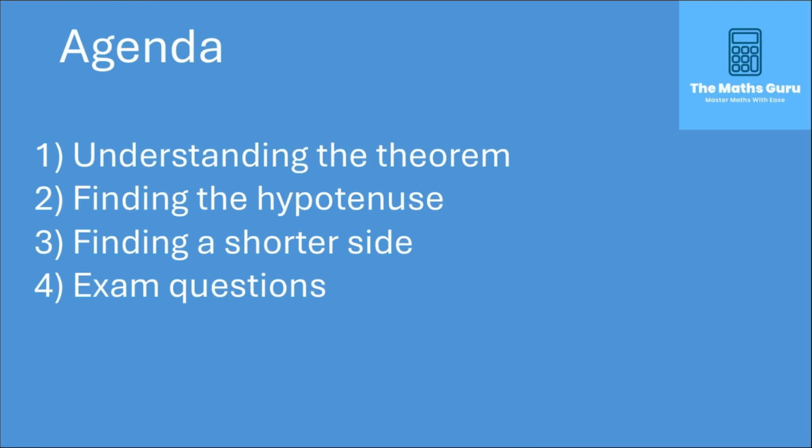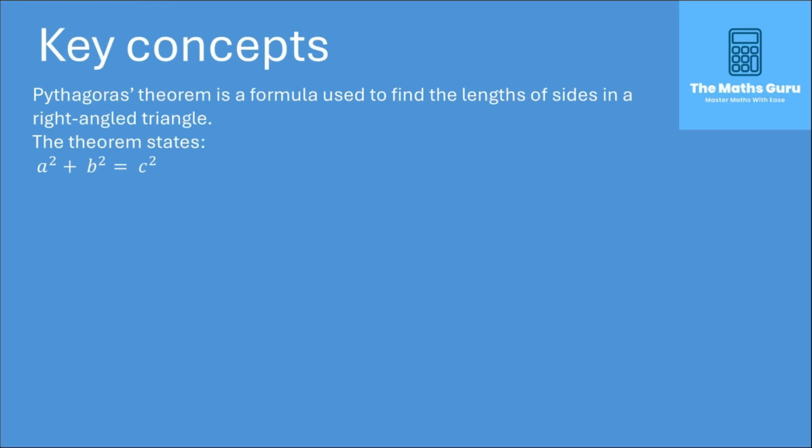Firstly, we're going to look at the key concepts behind the theorem and get your head around the formula needed, why we do it, how we do it. And then we're going to look at finding the hypotenuse, then finding a short side, and then round off with some exam style questions. Finding the hypotenuse and finding the short side will make sense to you after we look in detail in section 1.